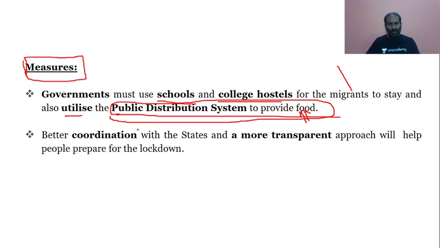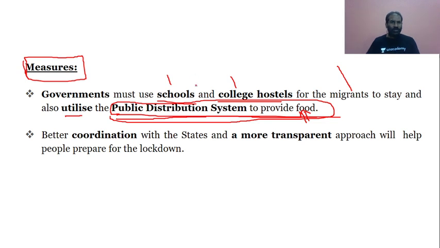This is how you try to compare, analyze and link one topic to another topic. So we have linked one nation one card, and I have done it for the benefit of all the viewers who are watching. One nation one card can be used with the public distribution system to provide food to the migrants, and also government schools and college hostels can be shifted to serve as quarantine camps, providing a better facility rather than the ill-equipped quarantine camps.